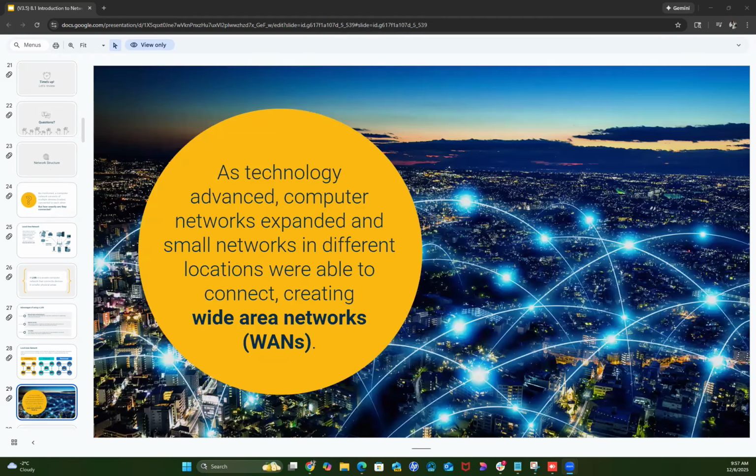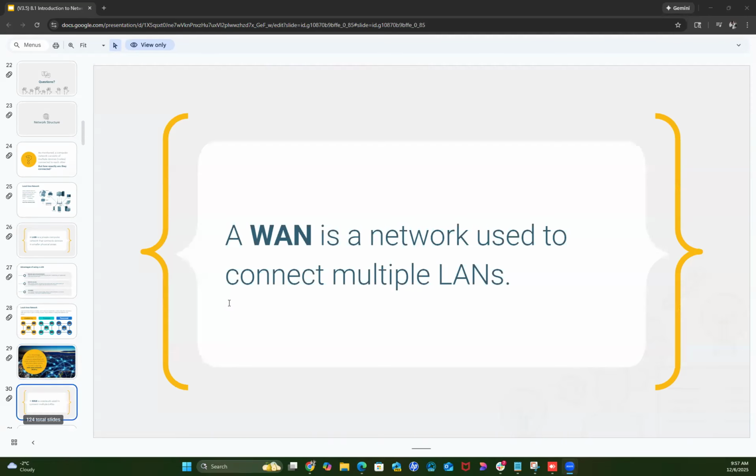So now WAN. As technology advanced, computer networks expanded, and small networks in different locations were able to connect. A WAN is the network used to connect multiple LANs. This multiple LAN is connected one LAN to another LAN. The most widely known example of a WAN is the internet.